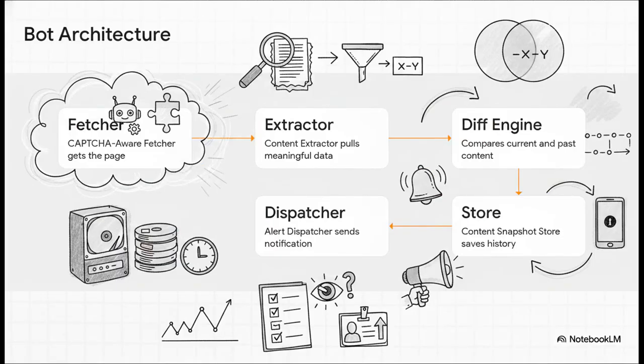Now let's look at the architecture that actually makes all this happen. You've got a capture-aware fetcher to grab the page, an extractor to pull the data, a diff engine to compare it, and a dispatcher to send the alert. But notice that snapshot store right in the middle? That covers Step 6, storing history. A single alert just tells you something changed, but history tells you if it's an actual trend.